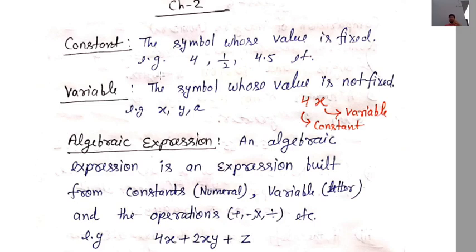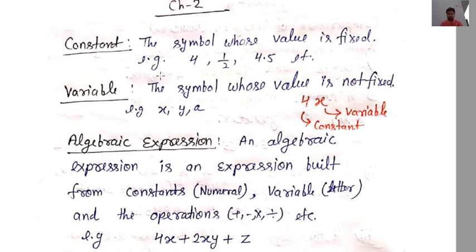First of all, constant. What is constant? The symbol whose value is fixed is known as constant. Constant means having a fixed value. Like 4. 4 always, you count the 4, always you will get 4. Suppose there are 4 bananas in your home, you count, always you will get 4.